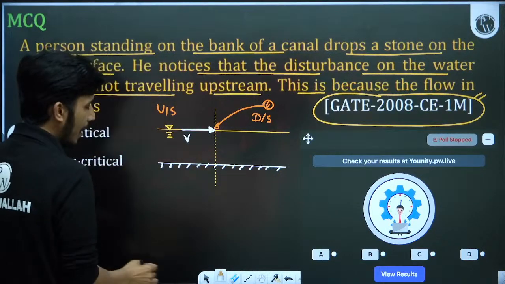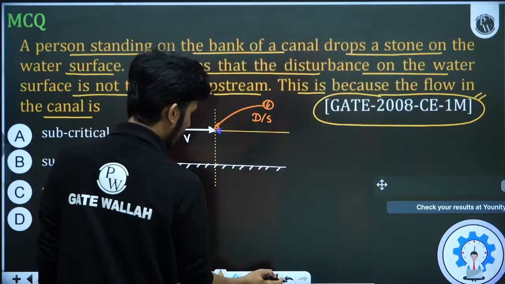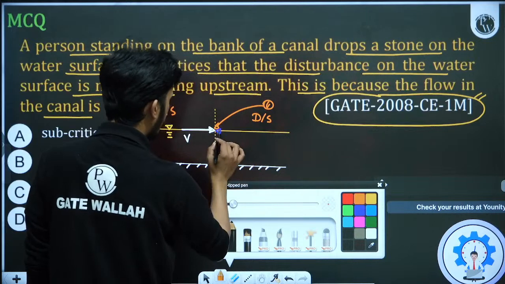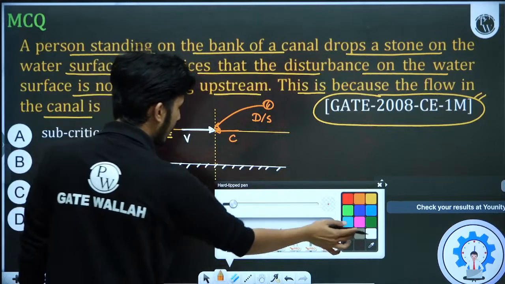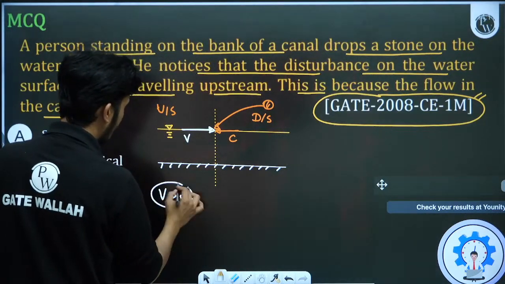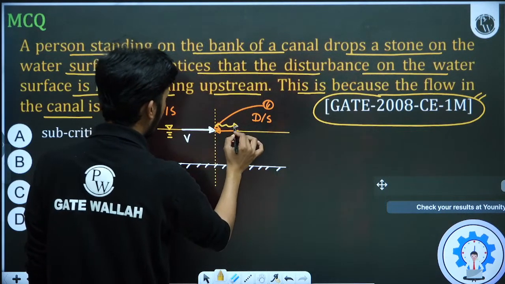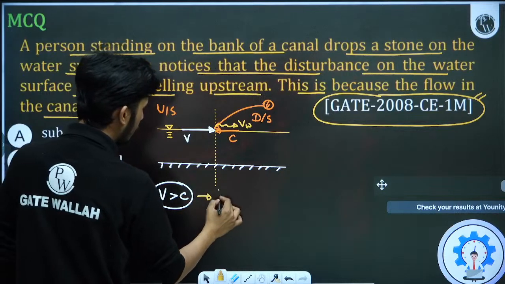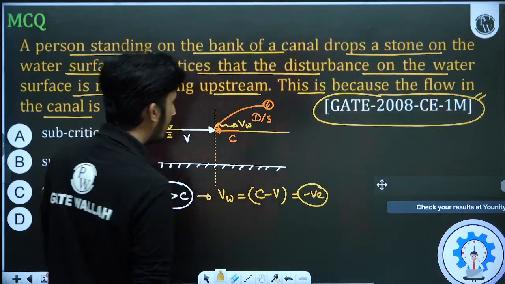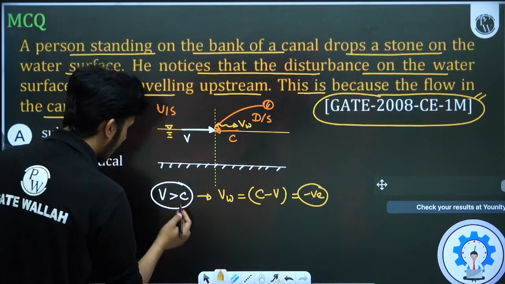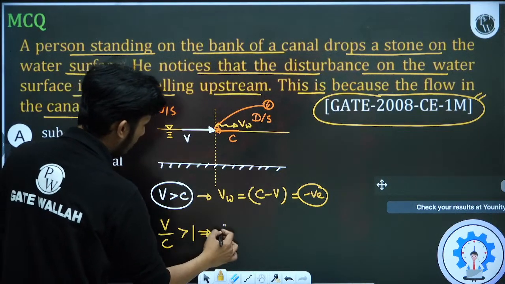So what will happen? This stone will try to create a wave of celerity c. If v is greater than c, the resulting wave will travel to the downstream side. The wave velocity vw will be equal to c minus v, that is negative. Negative means the wave will travel downstream, and this is only happening when v is greater than c, meaning v by c is greater than 1, and this is also the Froude number. This means that the flow is supercritical.